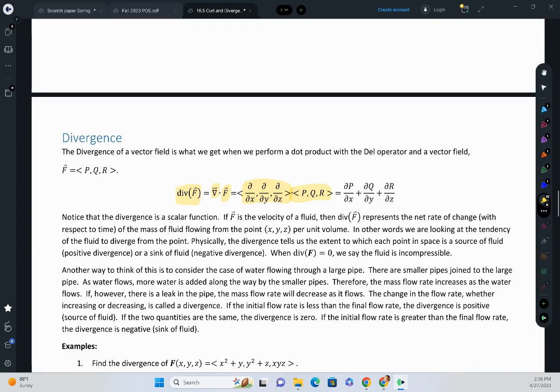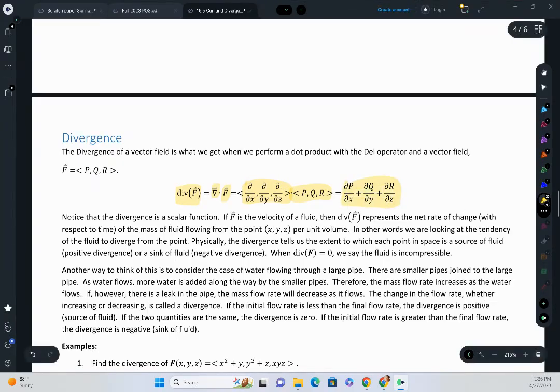Remember, with a dot product, you multiply like components and then you add everything together. So when we multiply like components, we get del x of p, which we can just write del p del x, plus del y of q, which we write as del q del y, plus del z of r, which we write as del r del z.